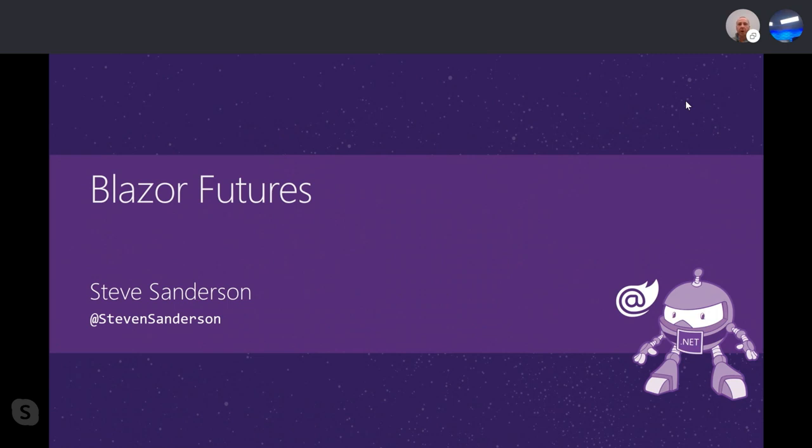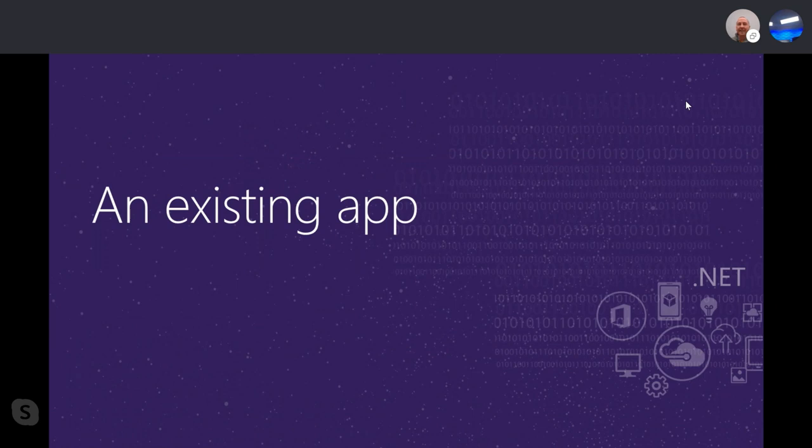What I want to do with this talk is start with an existing Blazor application, an application that we've had around for a little while, and I'll show you how we could add some cool new features to it using things that we've not actually shipped yet but are thinking about doing.